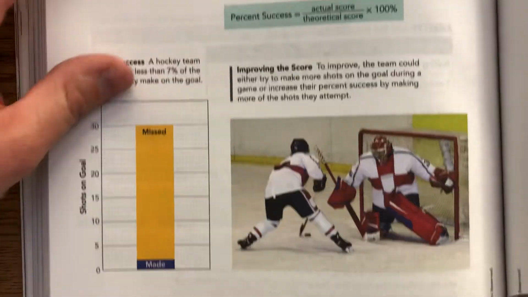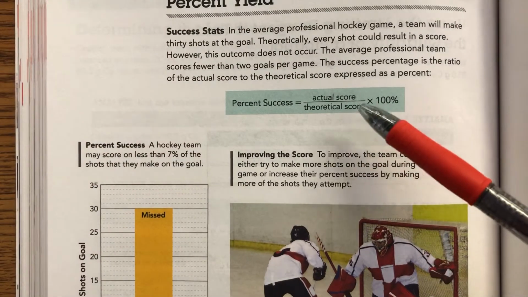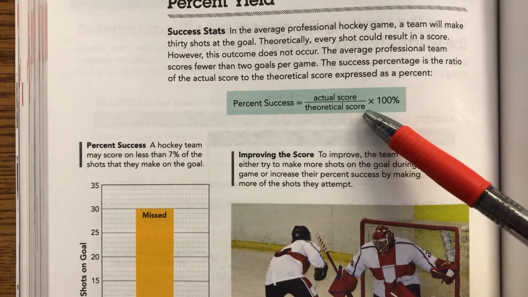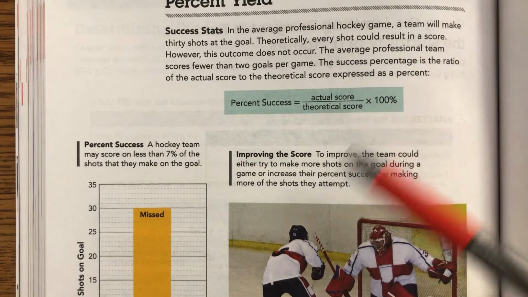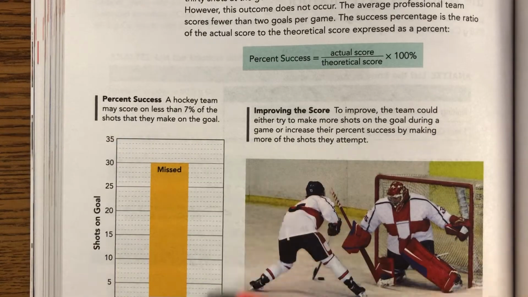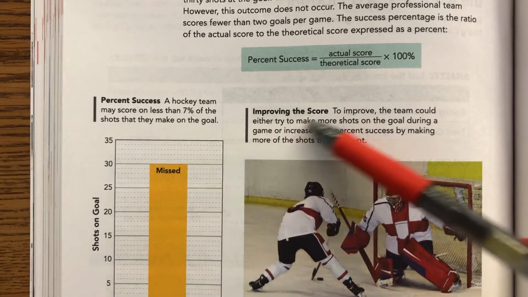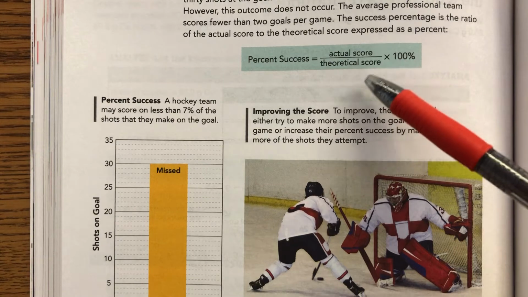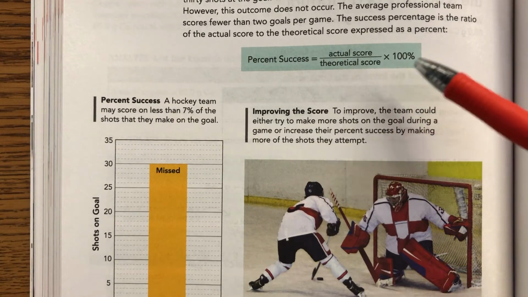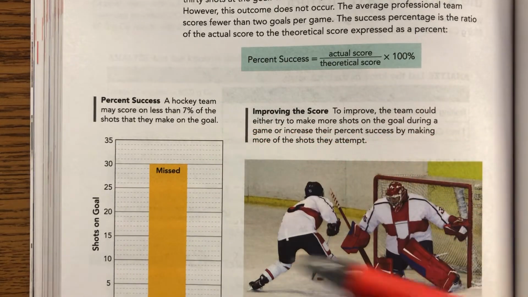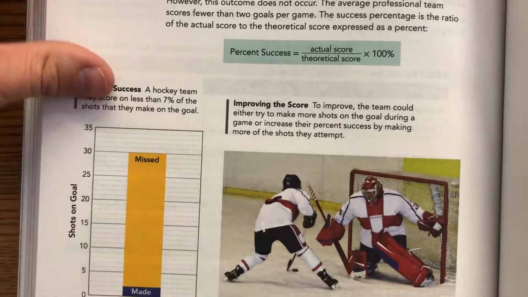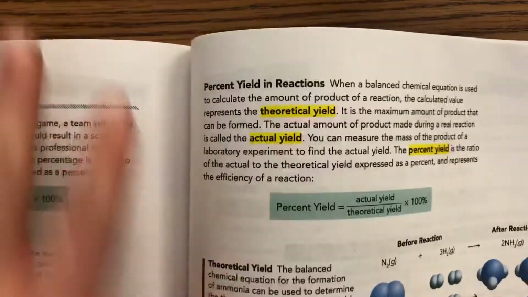Now, to calculate this, they have the actual score divided by the theoretical score. So the theoretical score in this game would be 30, because that's the maximum amount of scores that could have been made. But actually, there's only 2. So 2 divided by 30, and then we make it a percent, and it's about 7%. The concept's there. I think you understand what's going on. I'll apply it to chemistry.